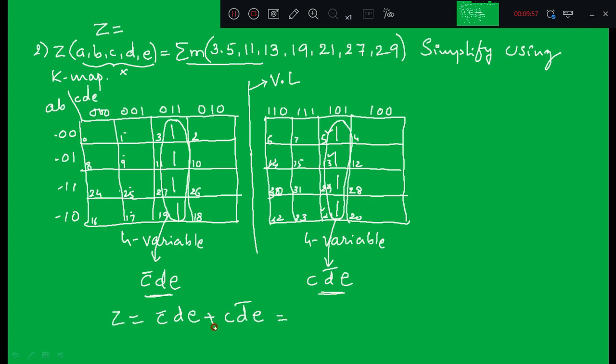So finally what you can do here, none of the variables will get eliminated from this, so you can take E common, right? And C bar D plus C D bar, right? So you can write this final expression as E, C XOR D, right? But you cannot eliminate any of these variables. You can eliminate only two variables because these two groups are not logically adjacent, right?